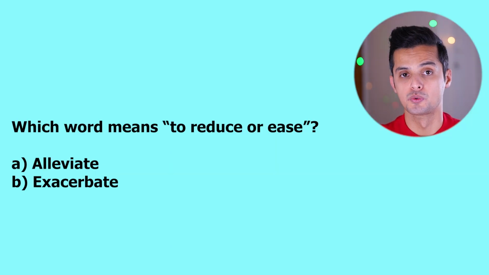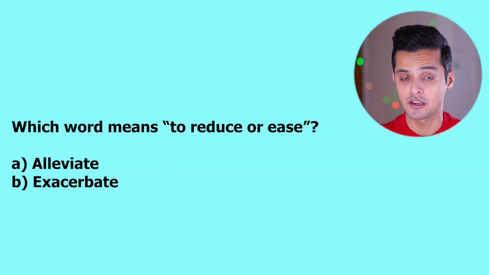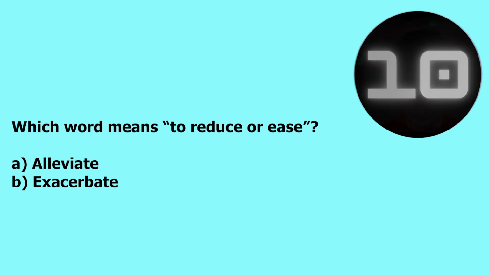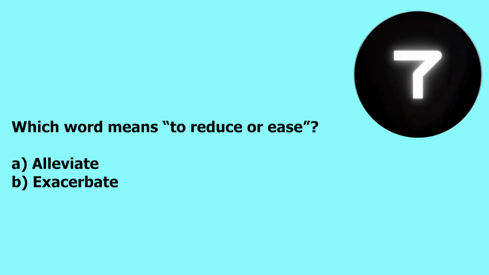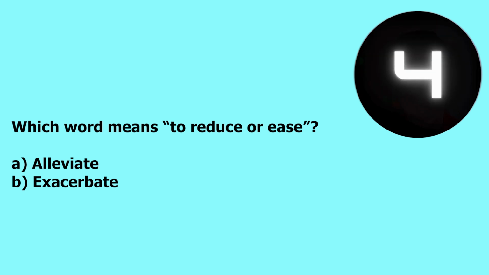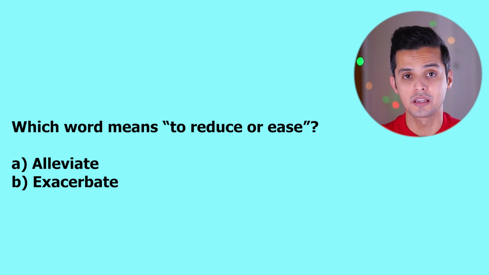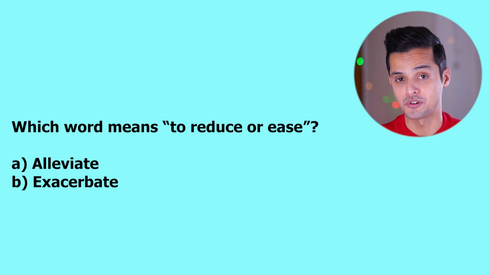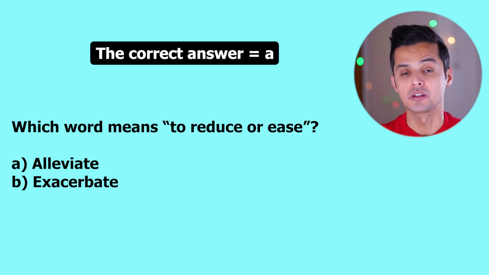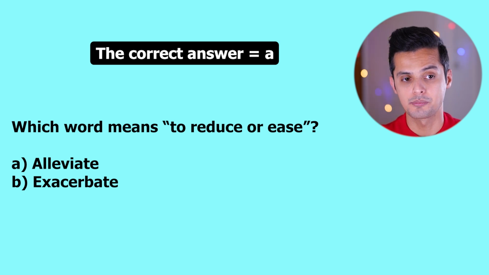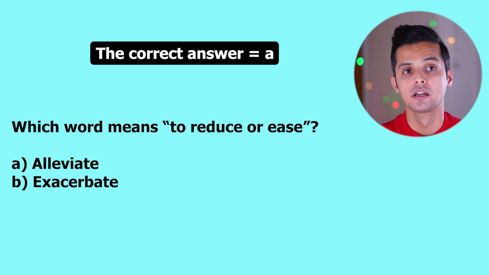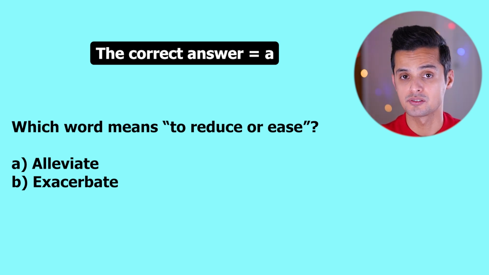Now let's have a quick test with the word alleviate. You have 10 seconds to find the correct answer. Which word means reduce or ease? A. Alleviate. B. Exacerbate. Of course, the correct answer is choice A. To alleviate something means to make something less unpleasant, less painful, to make something more tolerable, to make something less destructive, to reduce or decrease the negative impacts of something.